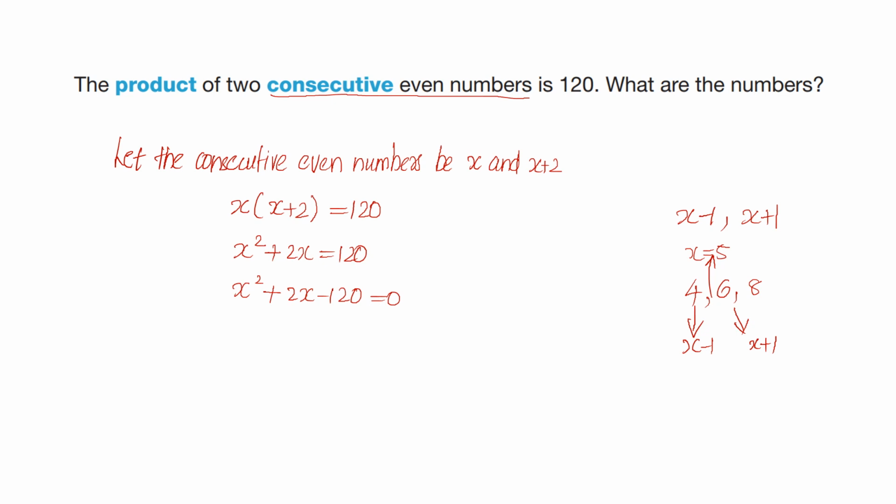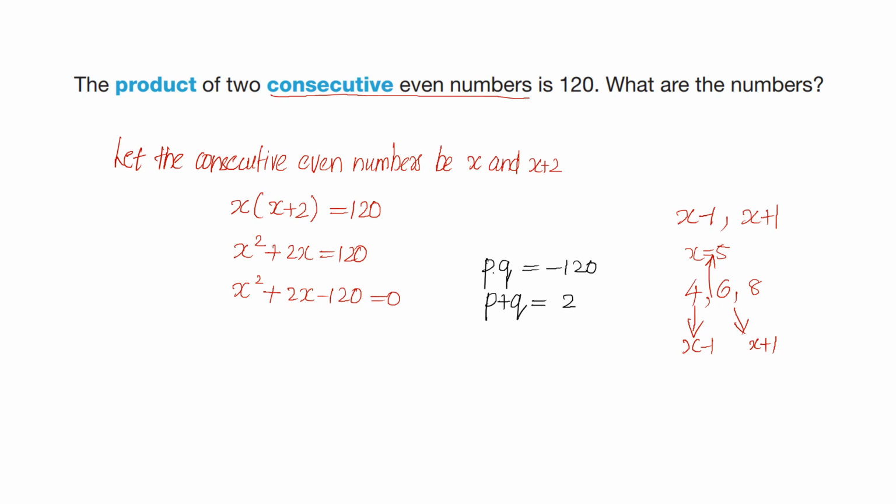If you want to do it by factorization method, we have to find two numbers p and q such that the product pq should be negative 120 and the sum p plus q should be 2. Since the product is negative, one of the two numbers should be positive and one should be negative. Okay, so what numbers can I take?